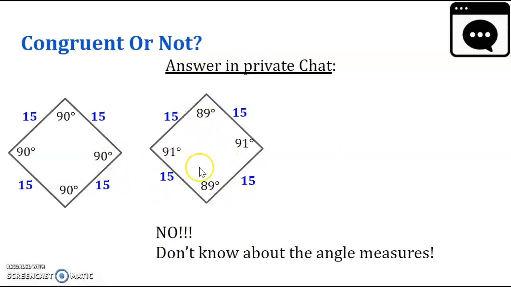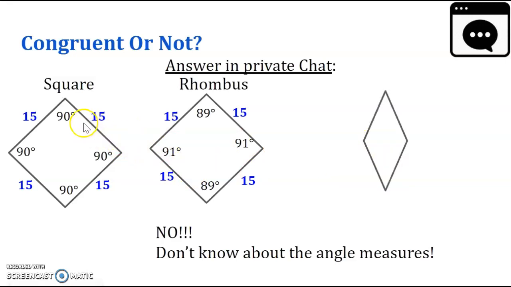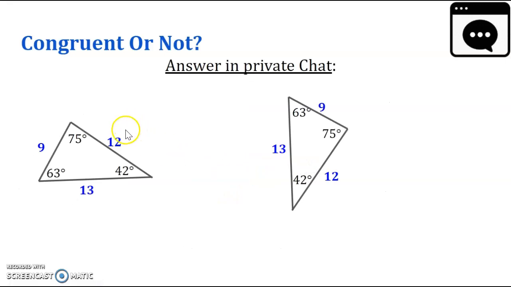In fact, this is what we call a rhombus. Okay, you can think of this as a square and this as a rhombus, and just because two lengths are the same does not mean that they are going to be congruent. Okay, so it needs to be both angles and side lengths that are congruent. Alright, so then what about this? Are the two figures congruent or not?